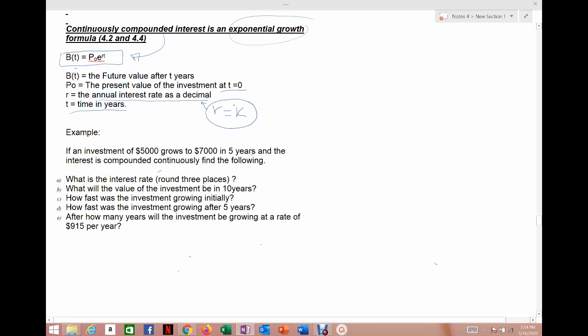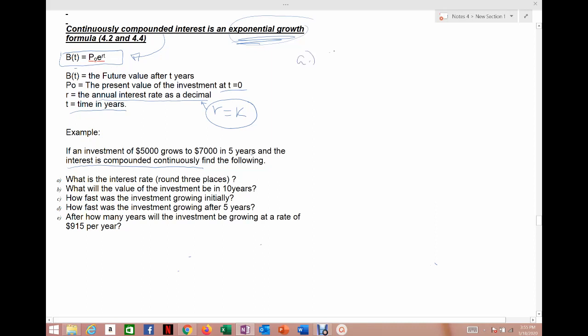I'm going to do one example since it's very similar to what we did in the last set of notes. Again, exponential growth for continuously compounded interest. When we invest something, it's continuously compounded. Suppose we invest $5,000, and it grows to $7,000 in 5 years. The interest is compounded continuously, meaning all the time, which means exponential growth. And we use this equation, which is sometimes called the PERT equation.